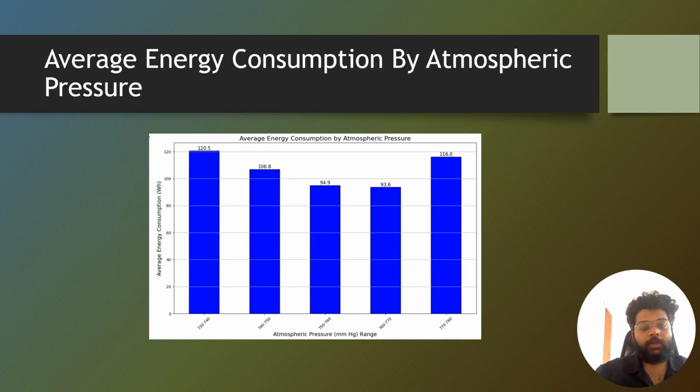This chart shows consumption of energy with respect to atmospheric pressure. The atmospheric pressure range of 730 to 740 mm has the highest appliance electricity consumption of 120.5 watt hour.